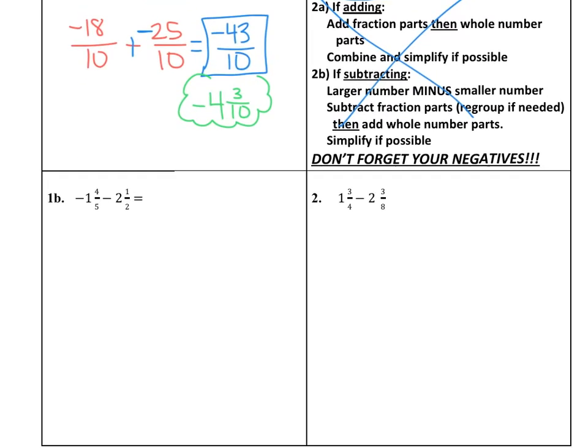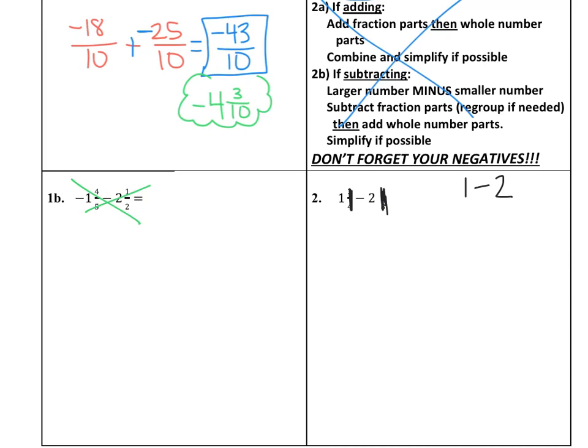So we're not going to do 1B because you can see that that's the same question as 1A. So we're going to skip over here to number 2. Before I do anything, we're going to pretend like we don't have those fractions anymore. This would be like saying 1 minus 2. How would we go about doing that problem?